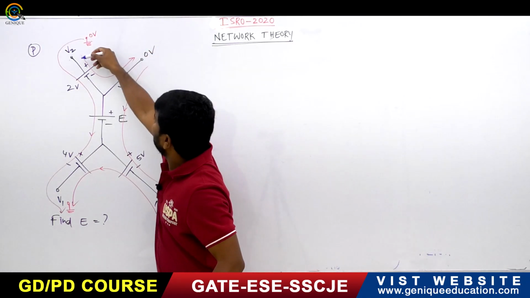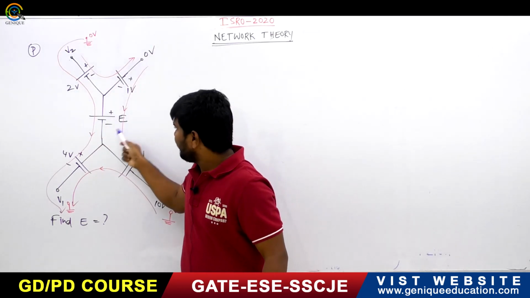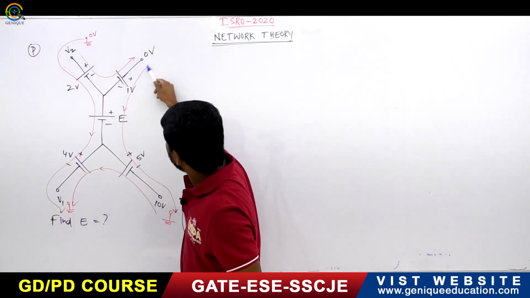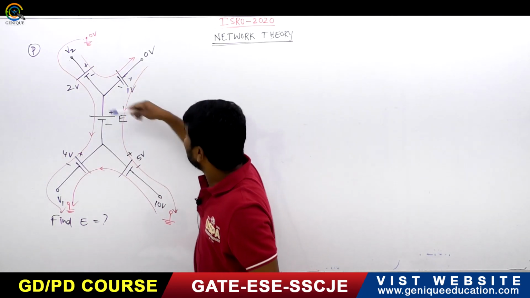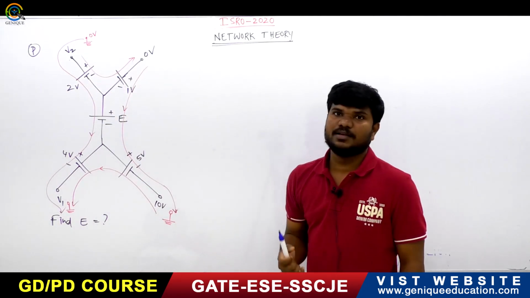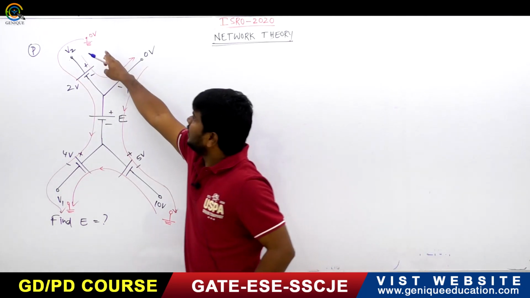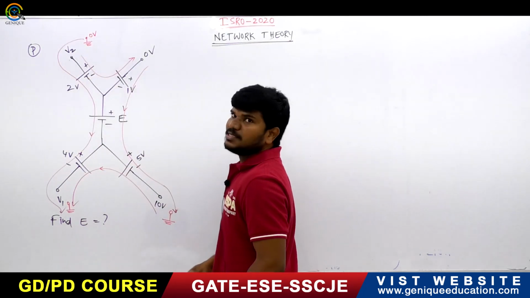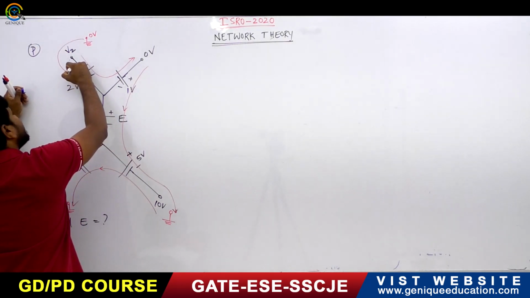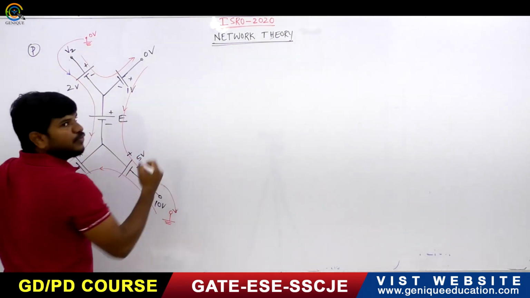I cannot take this loop because in this loop I will not get any E value. I can take this loop or I can take this loop, because in these loops E is existing. Which one to take? Which one will give you a simple answer? Suppose I take this, I am writing this loop. Let us suppose the current is flowing in this direction. I assume, right? Let us suppose the current is flowing in this direction.